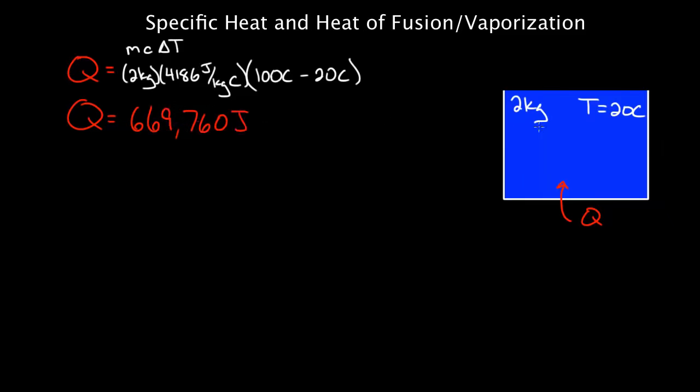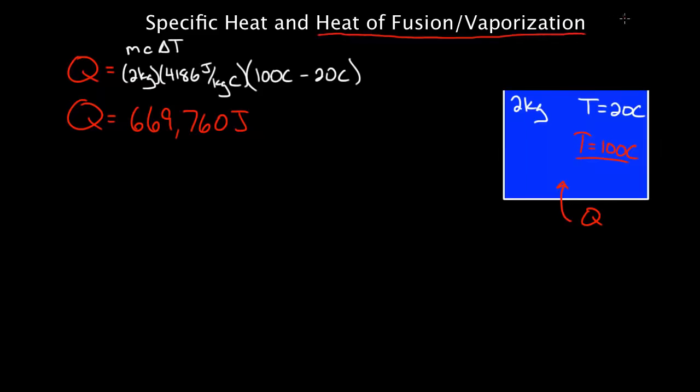But that's not enough to boil it. That's just the heat required to get the water up to 100 degrees Celsius. If you get water to 100 degrees Celsius and let it sit there, it'll just sit there. It won't actually boil. You've got to keep adding heat. How much more heat are we going to have to add once this water gets to 100 in order to boil all of this water into steam? For that, you need to know about the heat of fusion and vaporization.